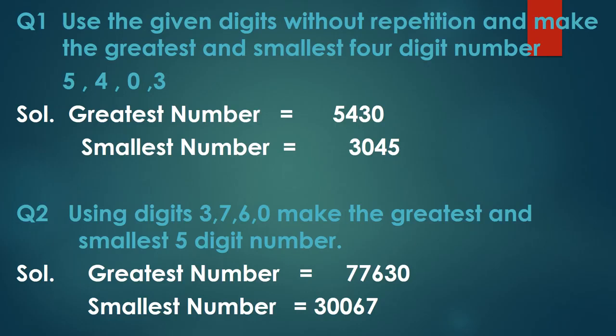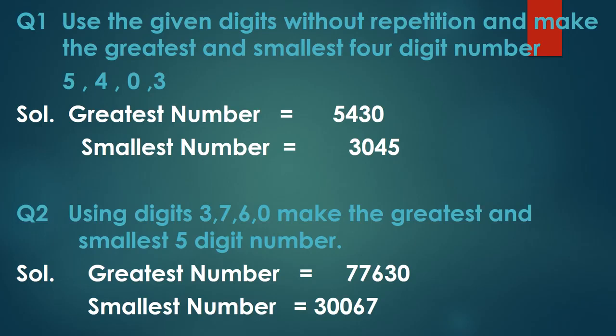This is the common mistake that students usually commit. You will not place commas after every digit as it is given in the question, because these are the number and in the questions digits are given to you. Now this is the greatest and the smallest number that we have made.